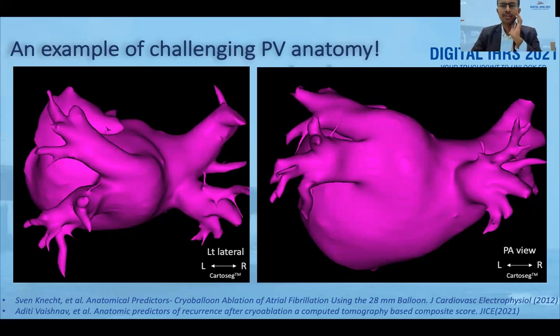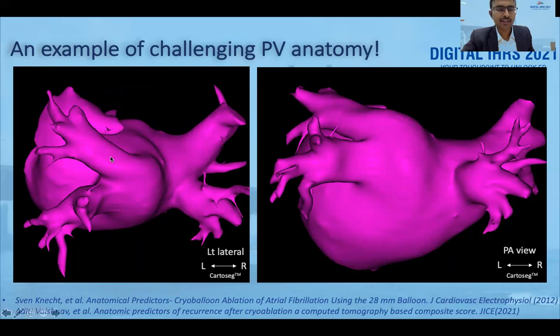This is an example of a challenging pulmonary vein anatomy. Let me go through the red flags. First of all, is the bulge on the posterior wall. Such a big bulge on the posterior wall would mean poor contact of the balloon with the tissue. Hence, I know that I'll have to give a more clockwise torque on the balloon shaft so as to achieve contact with this large posterior wall.